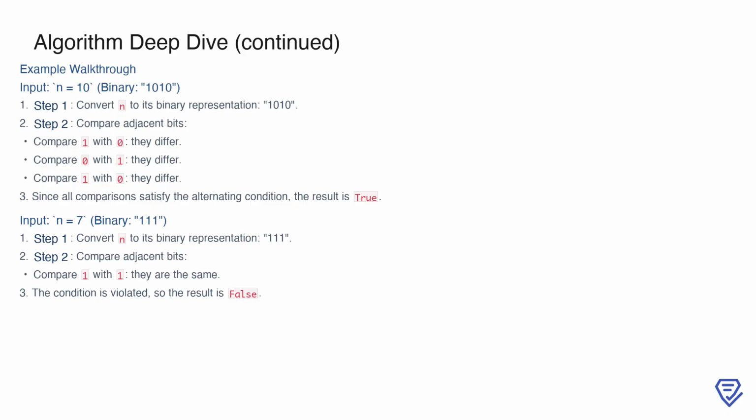Now consider the input n equals 7, whose binary representation is 111. Compare the first two bits, 1 and 1. They are the same, which violates the alternating condition. This means the result is false. These examples illustrate how the algorithm checks for alternating bits by systematically comparing adjacent bits in the binary representation.